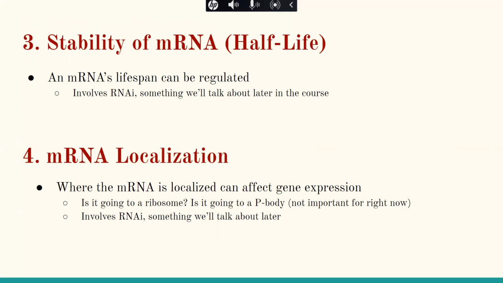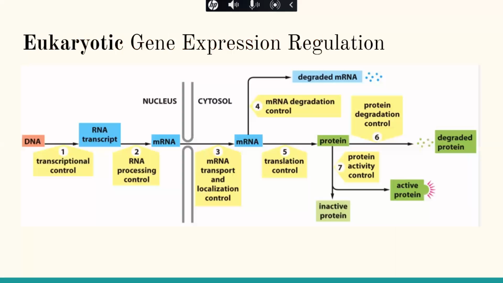This particular step, the mRNA localization to a P-body, we're not going to talk about so much now. It actually becomes more relevant when we talk about RNA interference. So as of right now, this isn't too important, but we might come back to this when we start talking about RNAi. Any questions about these, by the way?